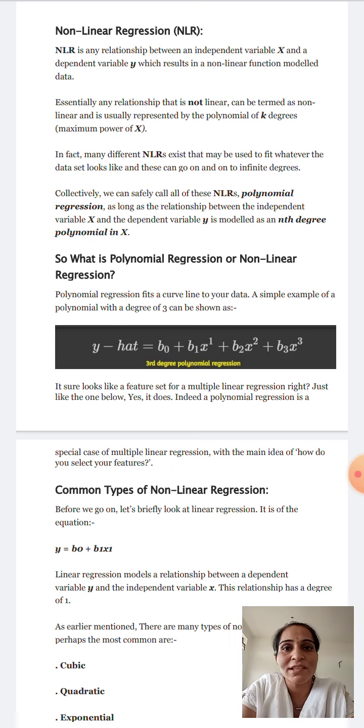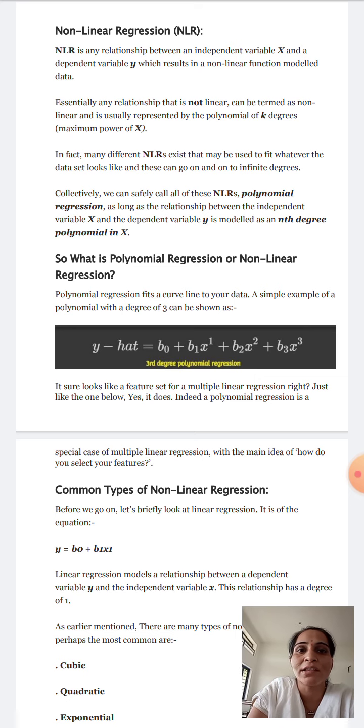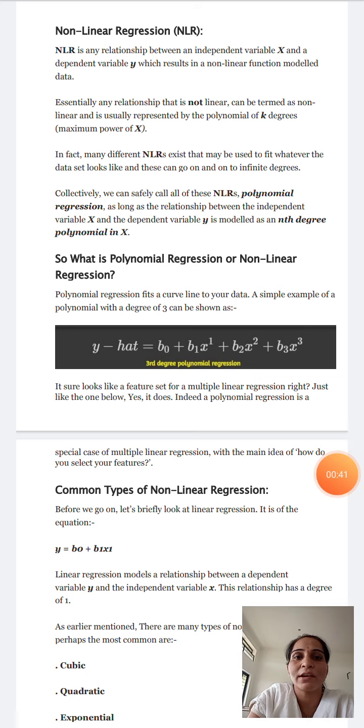Non-linear regression, that is NLR, is any relationship between an independent variable x and a dependent variable y which results in a non-linear function modeled data. Essentially, any relationship that is non-linear can be termed as non-linear, and it is usually represented by a polynomial of k degrees, the maximum power of x. In fact, many different NLRs exist that may be used to fit whatever the data set looks like, and this can go on to infinite degrees.